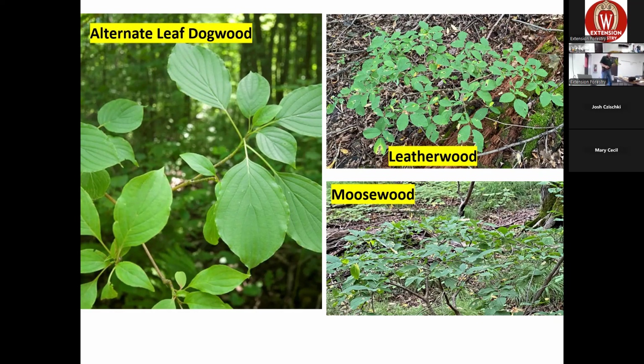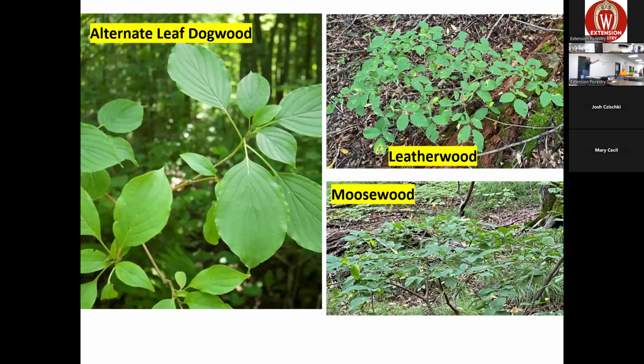So, two woodland shrubs. What's the best way to tell dogwood from moosewood? Anybody? One barks and the other one... By its bark. After 100 years of forestry, that's the best forestry joke we've been able to come up with.